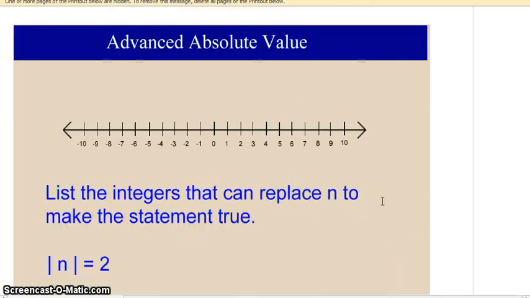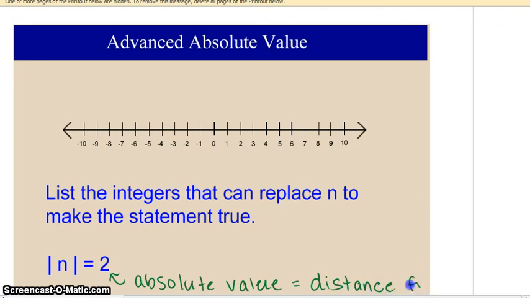Now we're going to try some advanced absolute value problems where you really have to understand absolute value in order to solve these. In our first problem, we have the absolute value of some number n is equal to 2. We want to figure out what number or numbers could replace n. And what I want you to keep in mind here is that this number 2 is the actual absolute value. In other words, that's the distance from 0 to the number. So that's the distance from 0 to n, whatever our n will be.